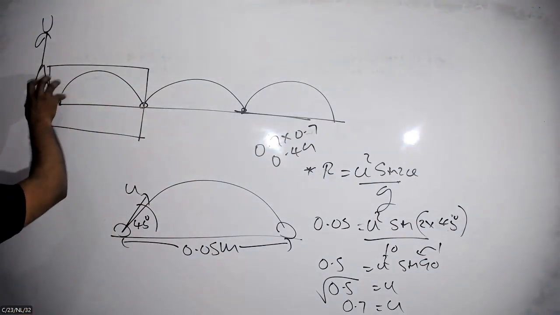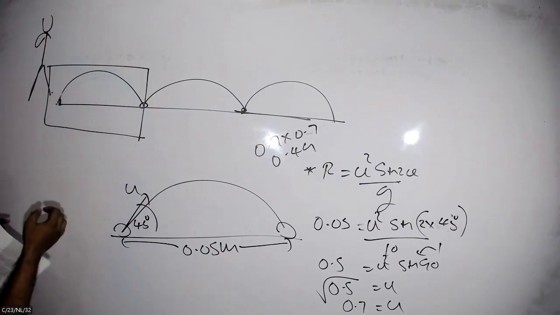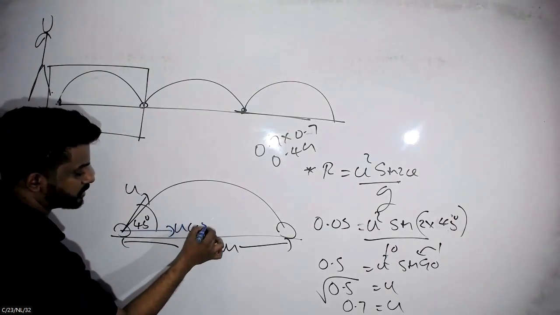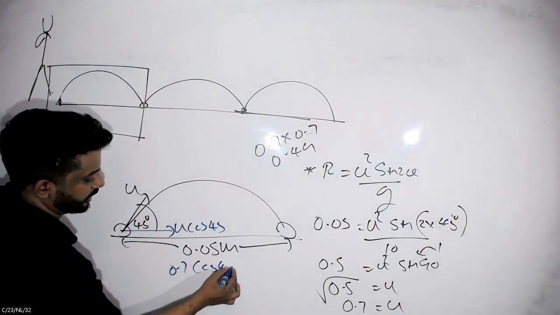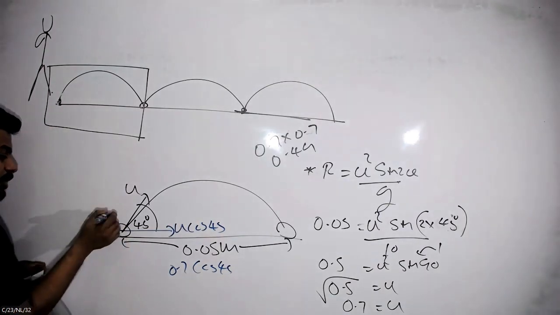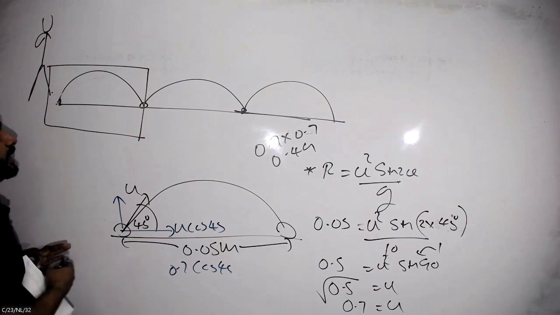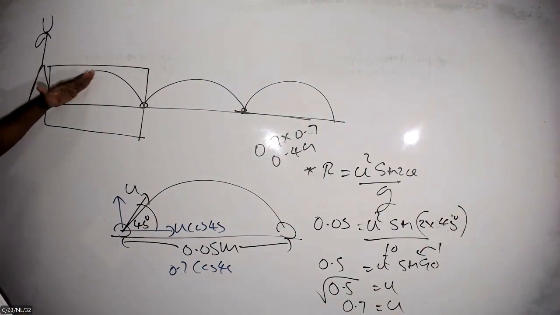Right. When you observe the velocity of this insect, you will observe this horizontal velocity component as the velocity of the insect, U cos 45. U is 0.7, cos 45. Why? You will not observe this vertical velocity component. Why? Here you will measure the velocity of the insect parallel to the substrate.